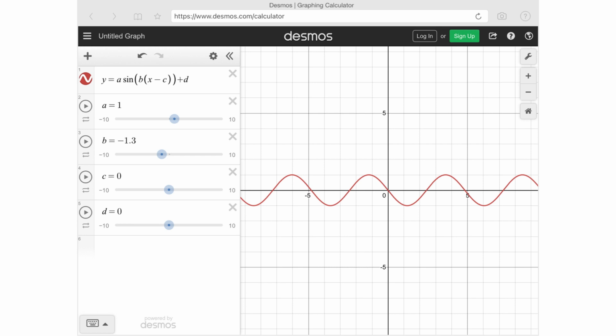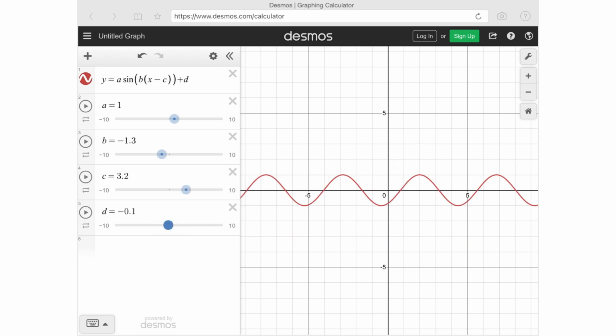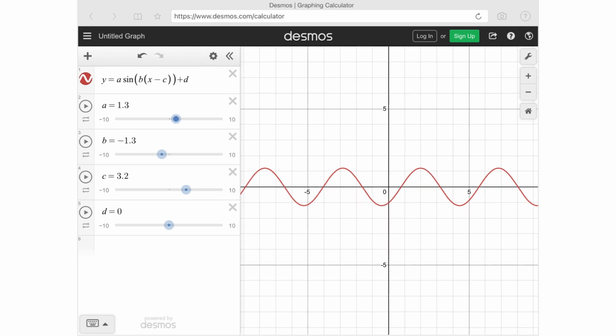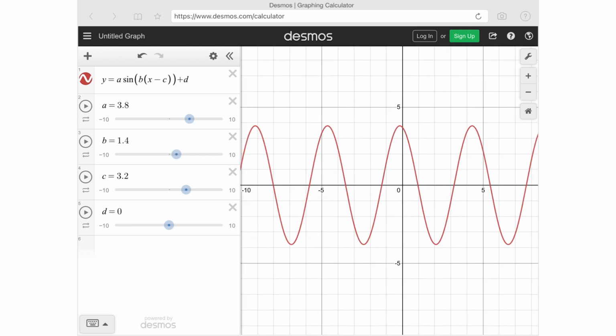Okay, and then C, we've seen before, if I move it right and left, so that's the horizontal translation, and then D is the vertical translation. So maybe get used to putting in those variables and then playing with the variables just to kind of match up with some kind of function that you might have. And like I said, we'll be doing more of that next week.